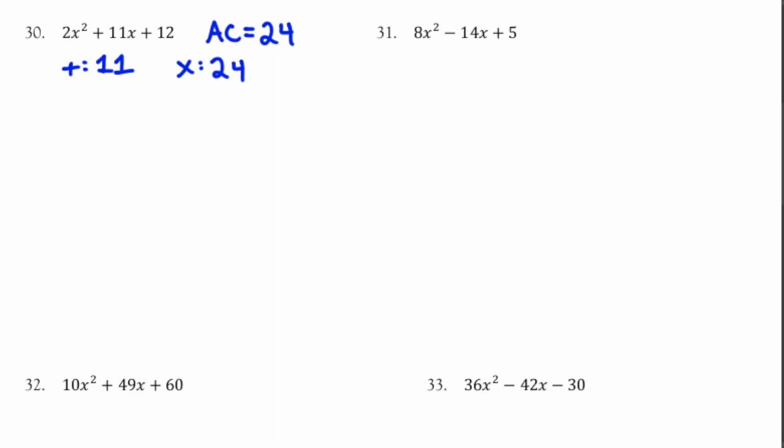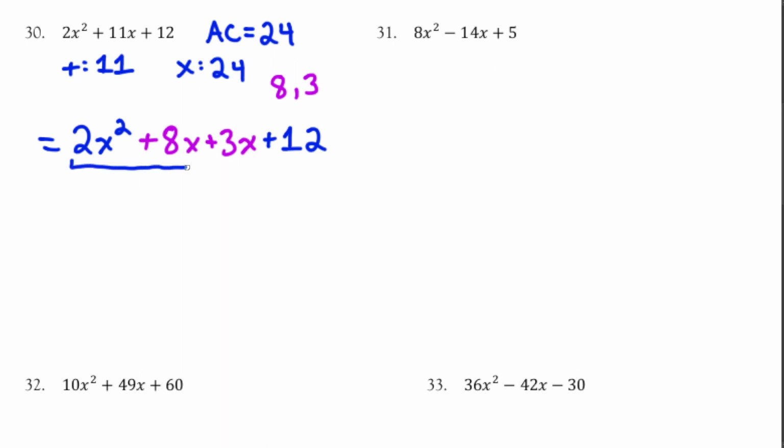Sometimes you'll just guess correct on the first try what the two numbers are. Here, the first thing I thought of was 8 times 3 to make 24. If you tried 6 times 4 first, well, 6 and 4 don't add up to 11. But 8 and 3 add up to 11, so I'll use these. I use them to break up 11x into two pieces. Now I have 4 terms.